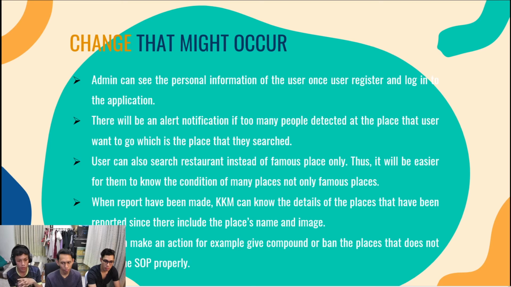And the user can also search for restaurants instead of famous places only. Thus it will be easier for them to know the condition of many places, not only famous places. In our previous version we did not have the search for restaurants, and only had the famous places that we always go to. In our latest version we provide the restaurant search too.